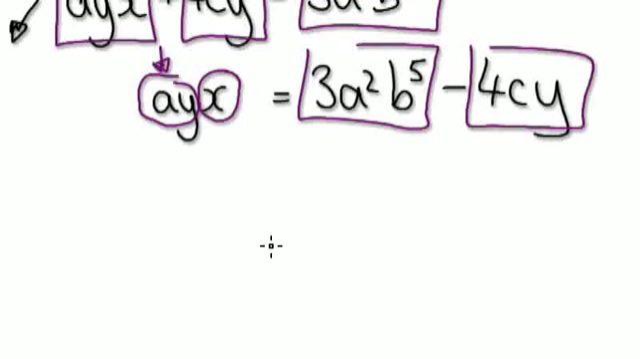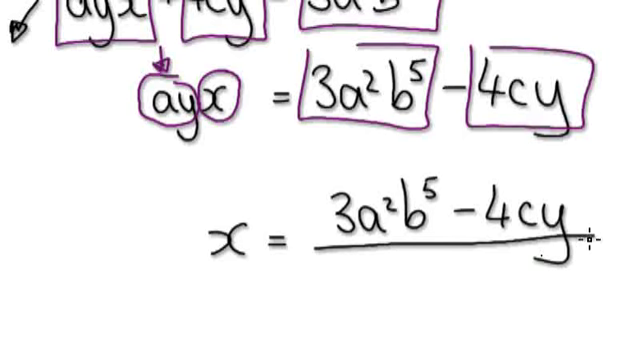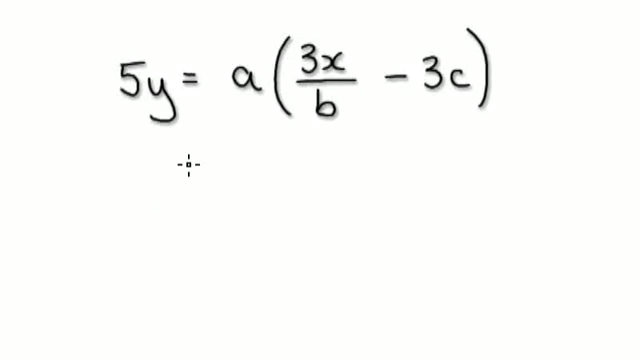So you will have this. So on this side it would be X. This side would be 3a squared b to the power 5 take away 4cy, all divided by a y. So X is the subject. Okay, so this next one. Okay, make X the subject.